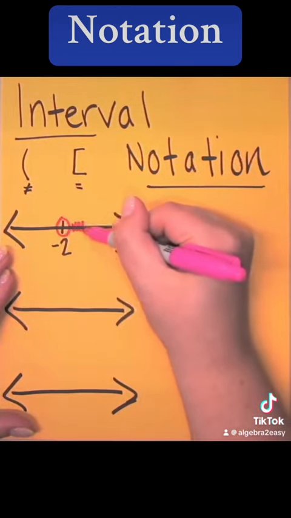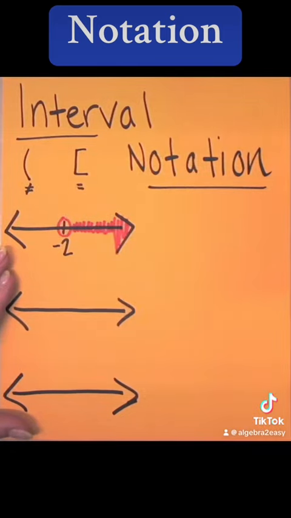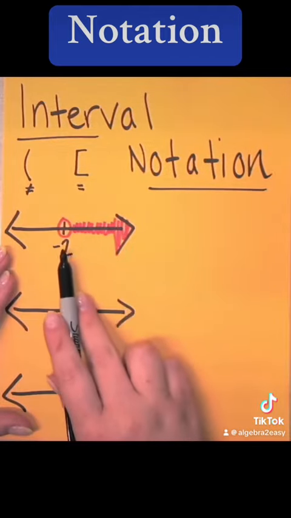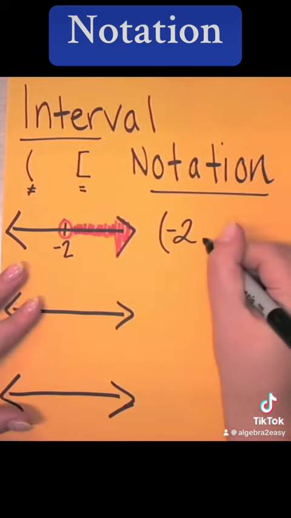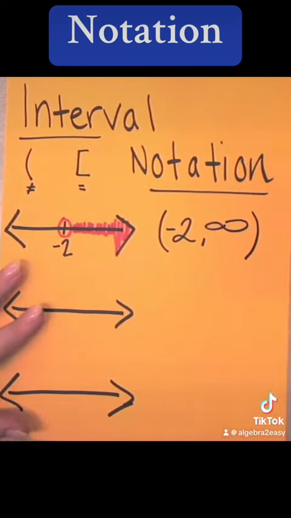And I don't want to include -2 in the solution set, but I want to include everything to the right of -2. Now when we write our answer, you start on the left and work your way right. We do not want to include -2, so we're going to start with a parenthesis, then -2, and everything to the right reaches positive infinity. And infinity symbols always have a parenthesis.